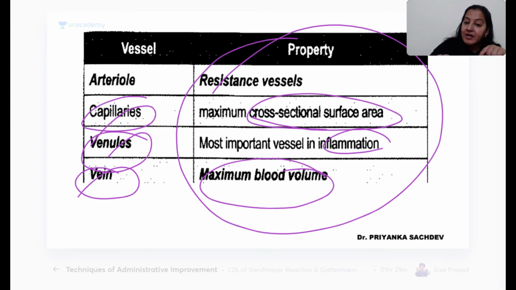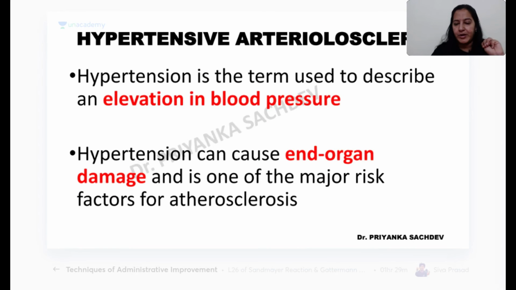All these three are important MCQs which were already asked in previous year exams, so you have to take these three MCQs. Maximum blood volume is present in veins. Most important for inflammation, venules. And maximum cross-sectional area is of capillaries. Note down these three important points.